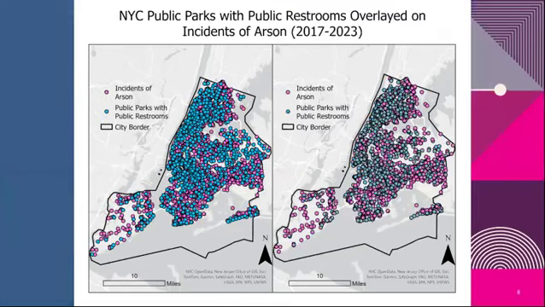Here, I overlaid the locations of the public parks with public restrooms over top the location of the arson incidents on the left side, as you see. And then on the right side, I did a color blend to show the overlaps. As you can see, there's a substantial amount of overlap between the 2 points of data. Back in 2022, there were a series of fires set in New York City Central Park, amongst other parks, quite several parks actually, and might be a hotspot for this type of crime.